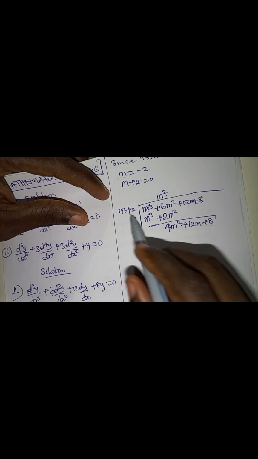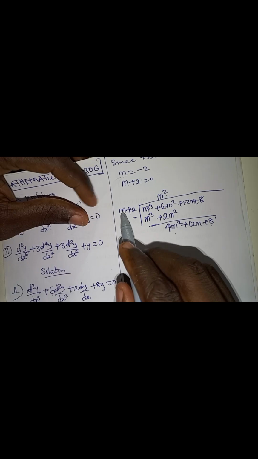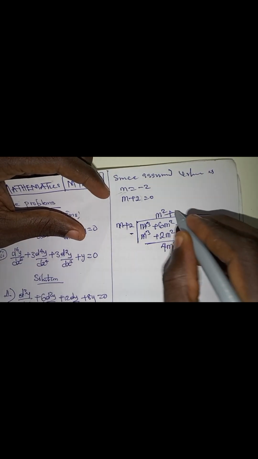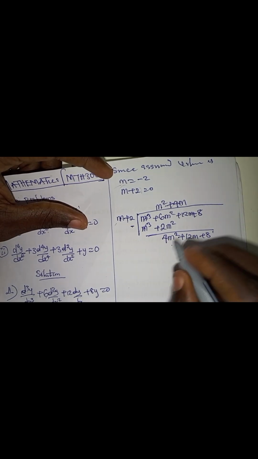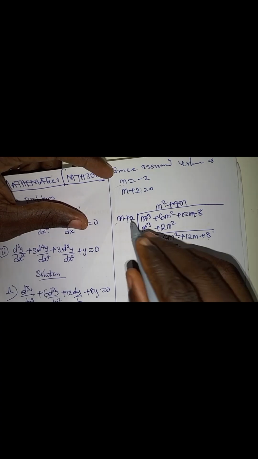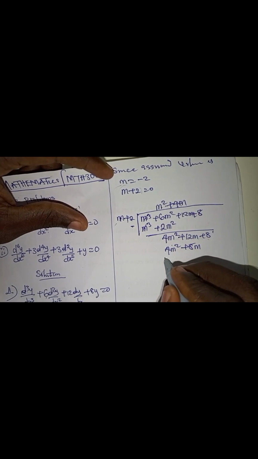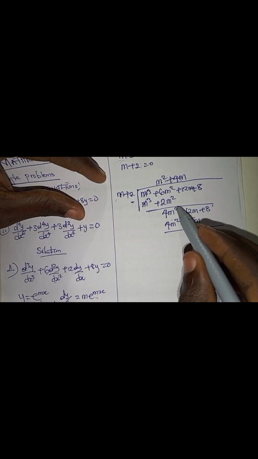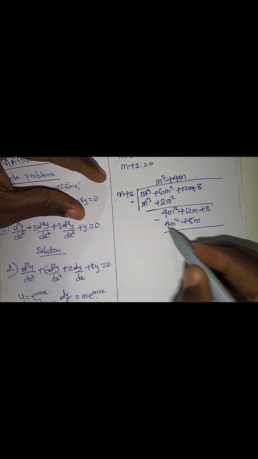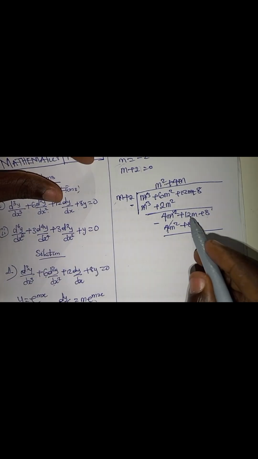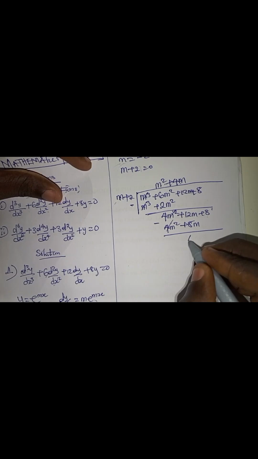I'm still going to do the same thing here. I'm still going to divide this by this. So 4m squared divided by m will give me plus 4m here. Now I multiply again. This times this here gives me 4m squared. This times this here gives me plus 8m. So I perform another subtraction. This will give me 0. 12m minus 8m here is going to give me 4m. I still have my plus 8 here.